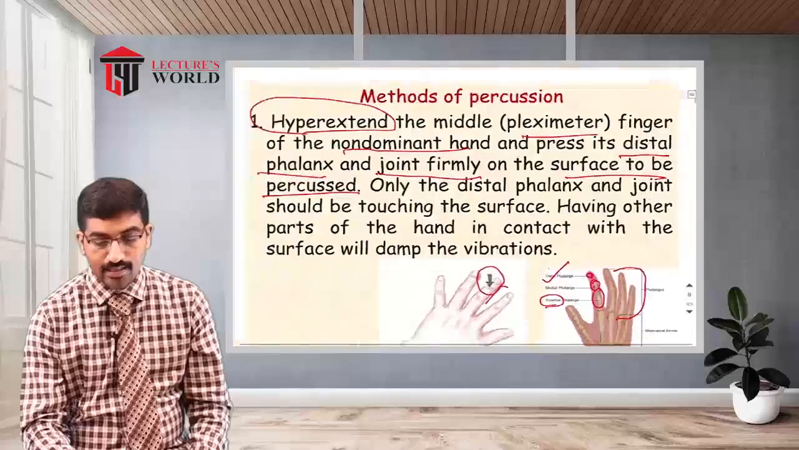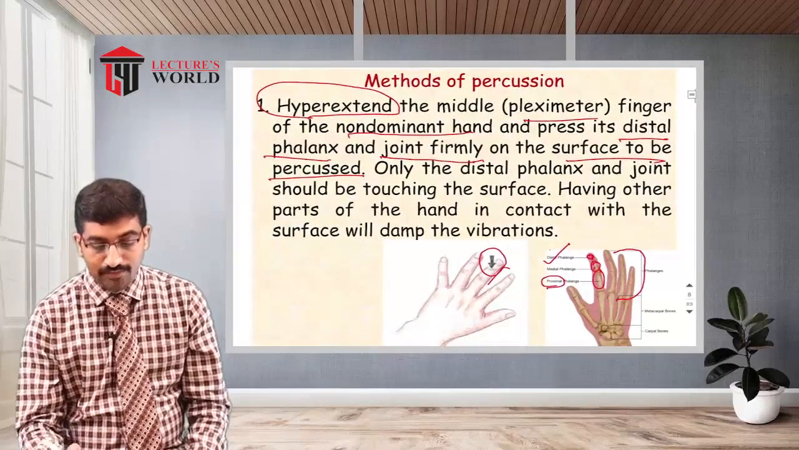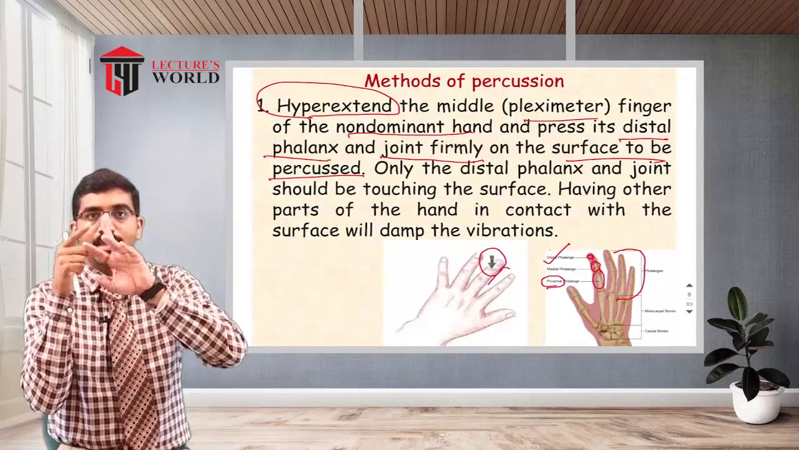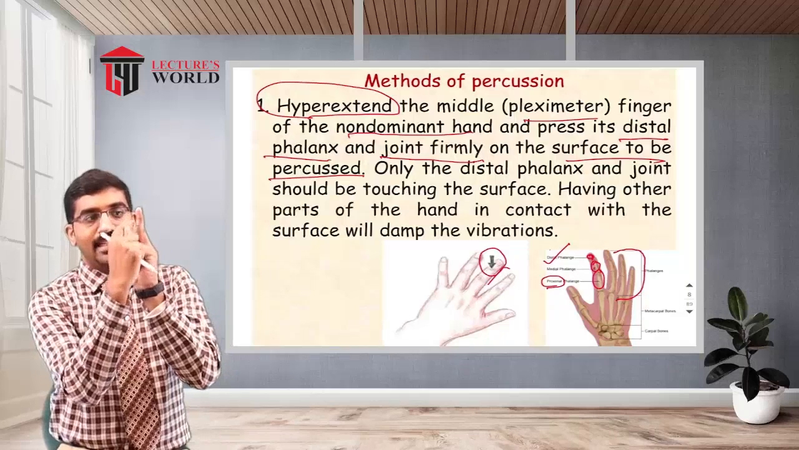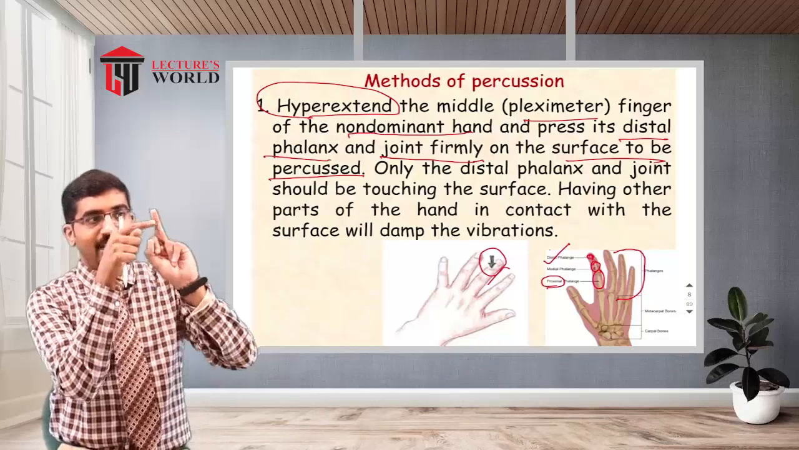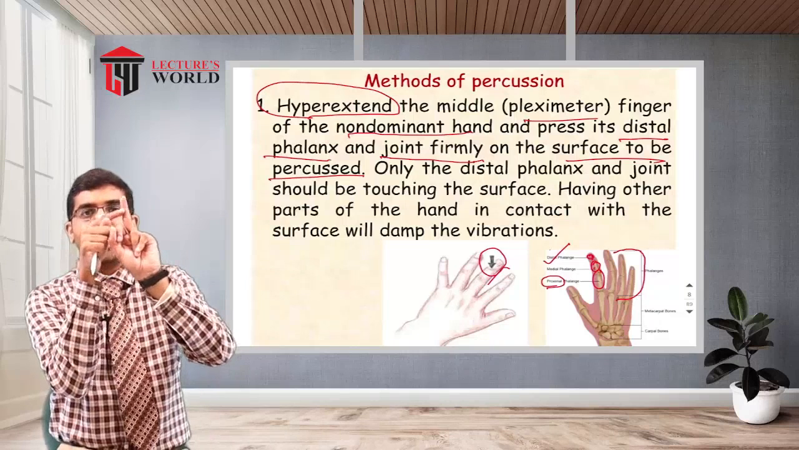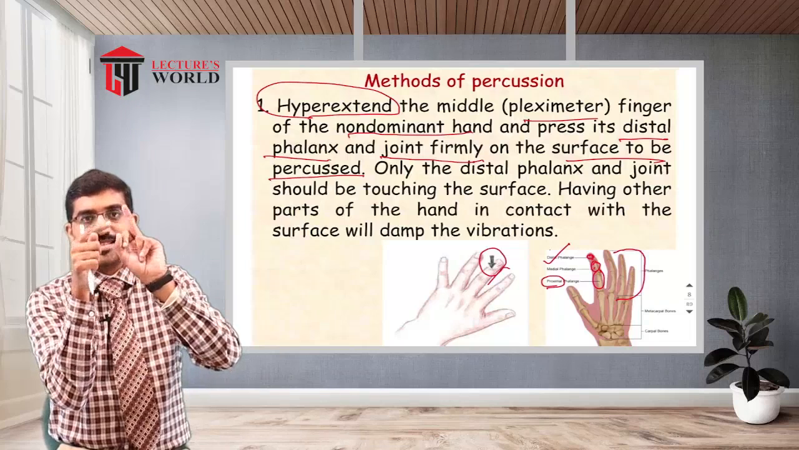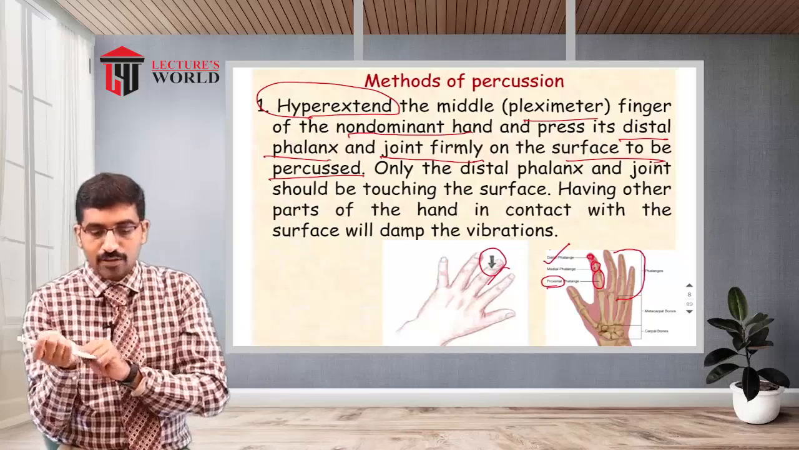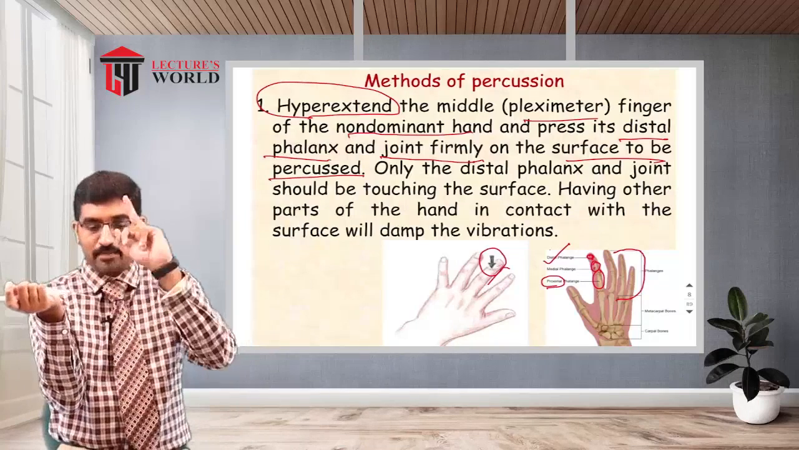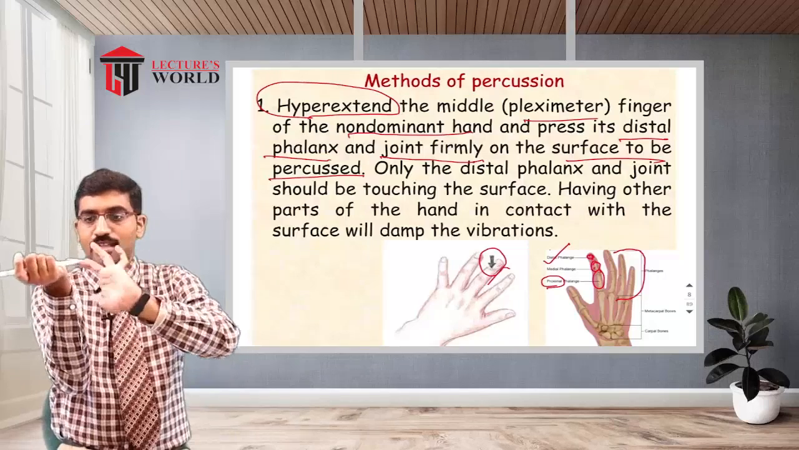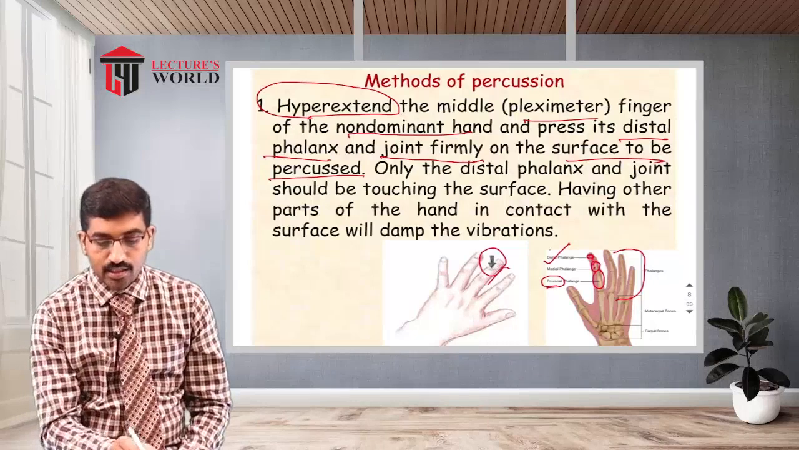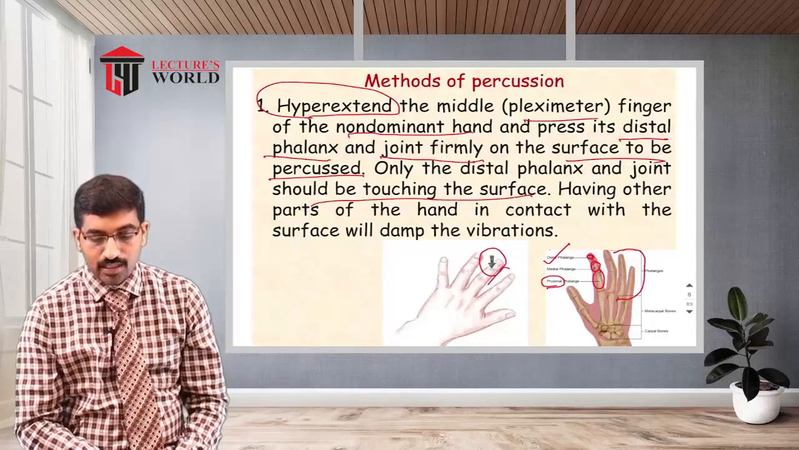That distal phalanx you have to press. So this is my non-dominant hand. I am taking my middle finger, the pleximeter, and the distal part. You can see here three divisions, you can see the lining, right? These two linings are there, no? Above one lining is distal, then medial, and below that is proximal. So this distal part I will press. I have to press jointly on that area and hyperextend. For example, in the hand, if I press jointly, the distal phalanx should touch the surface. If the other part of the finger touches the surface, what will happen?